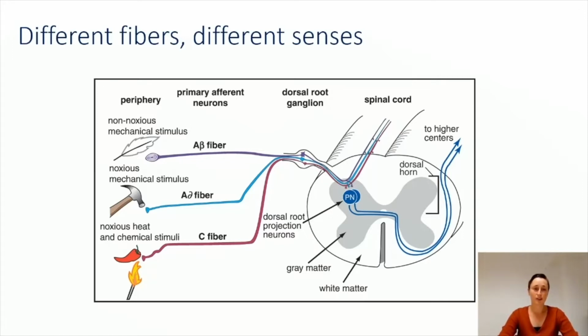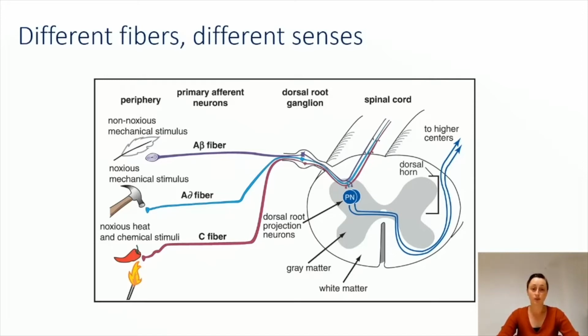A-beta fibers are classically defined as fibers that transmit non-noxious mechanical stimuli, here depicted as a soft feather. These fibers are relatively fast, and they transmit the information at relatively high speed through the dorsal horn, where the information is further transmitted to higher brain centers.